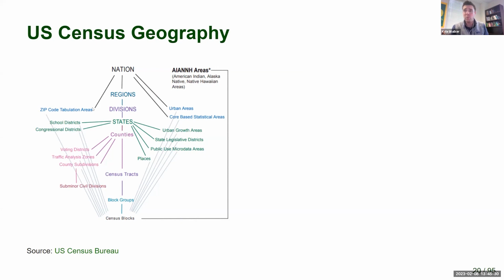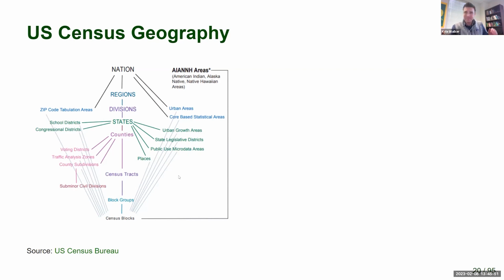But there are also a wide variety of other custom tabulations we can get. If you're interested in education, you might want it by school district. If you're interested in politics, you might want it by congressional districts. In other cases, if you're an urban planner, you might want urban areas or core-based statistical areas, which you can think of as metro areas.